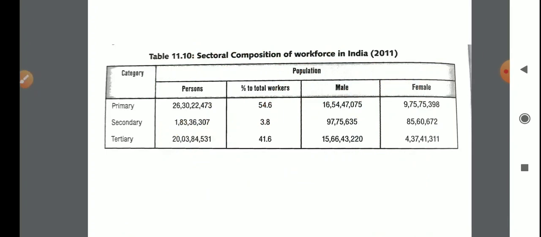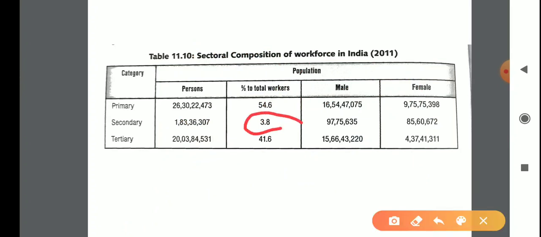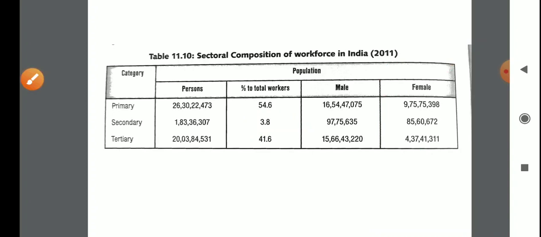Now the problem lies here in the secondary sector, 3.8%. This is about male and female data. You can write. Actually you can analyze all this data and make your own answer by analyzing the data. So for this video I have just given the data, because the theoretical part you should write on your own.